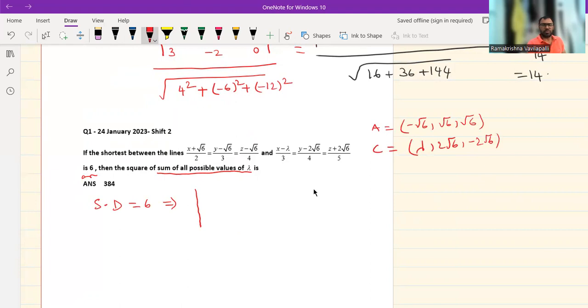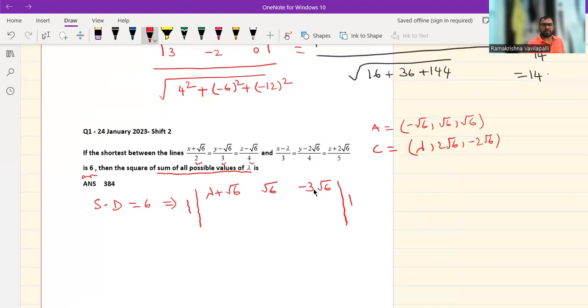Okay. So now this is modulus, right? Lambda minus of minus lambda plus root 6, and 2 root 6 minus root 6, minus 2 root 6 minus root 6 minus 3 root 6. This is x2 minus x1, y2 minus y1, z2 minus z1. Now what are the elements?